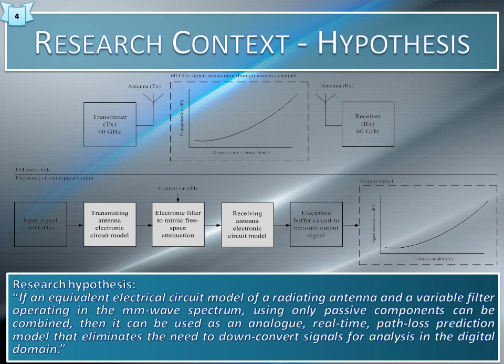As to provide a clear summary of the proposed research and the goals to achieve, the research hypothesis can be presented as follows. If an equivalent electrical circuit model of a radiating antenna and a variable filter operating in the millimeter wave spectrum using only passive components can be combined, then it can be used as an analog, real-time, path loss prediction model that eliminates the need to down-convert signals for analysis in the digital domain.